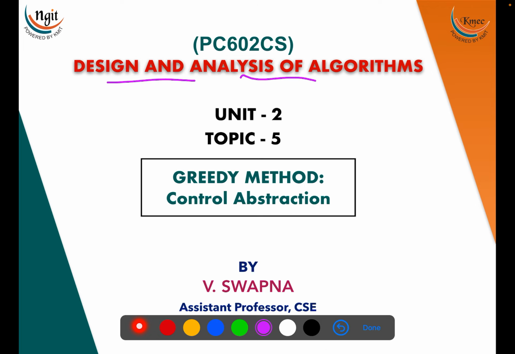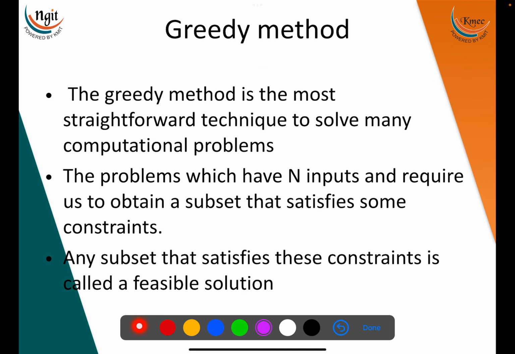Today we are going to learn about the greedy method and the control abstraction. This topic you'll find in unit 2 as topic 5. Generally, control abstraction means the general method that you can apply on several problems. So let's understand what the greedy method is and what the general method is, and how I can apply the greedy method on problems. We'll see it now.